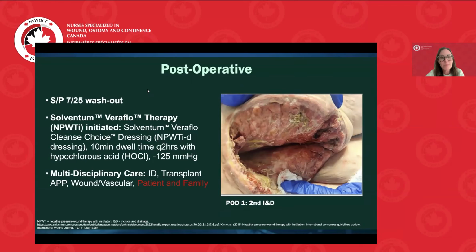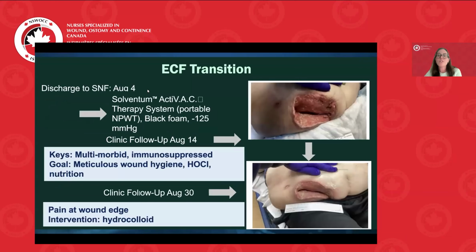I do want to emphasize that even as we're doing these things, it's important to make sure that we communicate and that we maintain that multidisciplinary care. So we had infectious disease, the transplant nurse practitioner and I were talking multiple times a day about this poor lady. Our wound and vascular services one, so we were on board. But ultimately with this patient, her involvement and the involvement of her family was absolutely crucial.